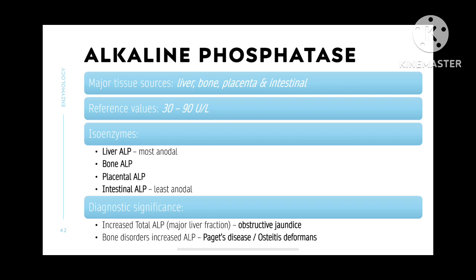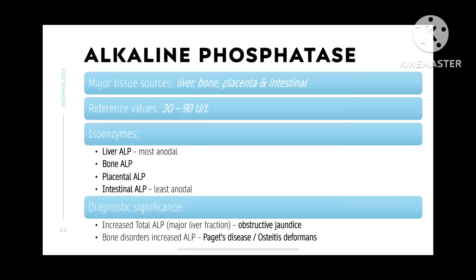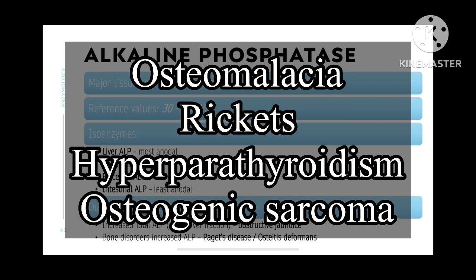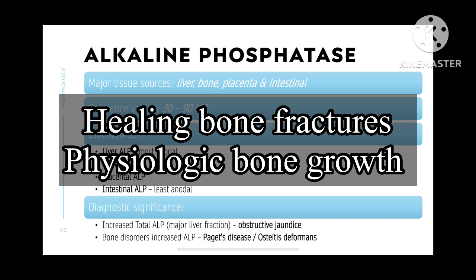Elevated alkaline phosphatase levels may be observed in various bone disorders. Perhaps the highest elevations of ALP activity occur in Paget's disease, otherwise known as osteitis deformans. Other bone disorders include osteomalacia, rickets, hyperparathyroidism, and osteogenic sarcoma. In addition, increased levels are also observed in healing bone fractures and during periods of physiologic bone growth.